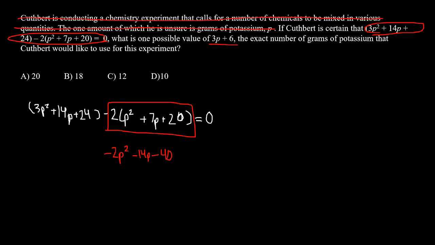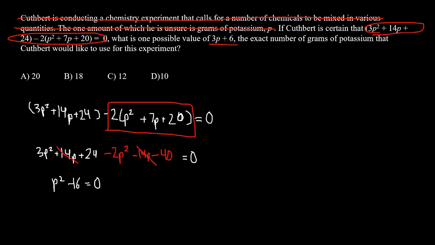And I'm going to write in the other terms. So 3p squared plus 14p plus 24, and all of this is going to be equal to 0. And now you can just simplify. 3p squared minus 2p squared is just going to be p squared, or 1p squared. 14p minus 14p is going to cancel out. And 24 minus 40 is going to be equal to minus 16. Equal to 0.